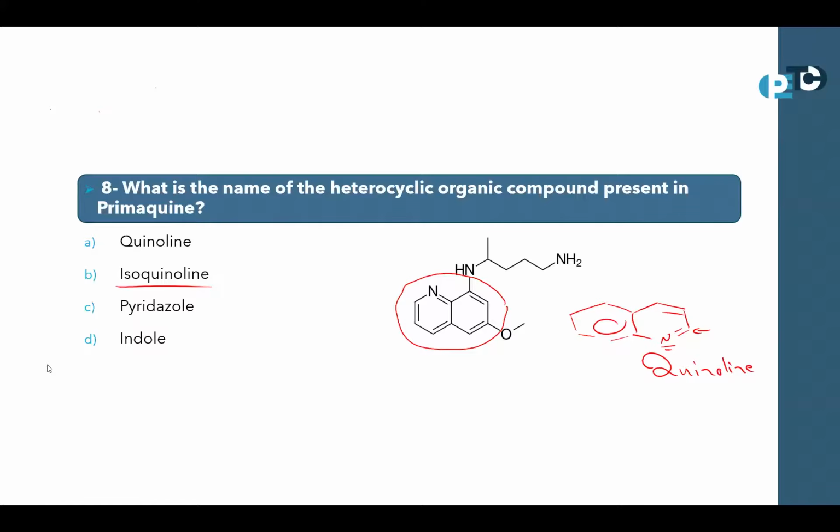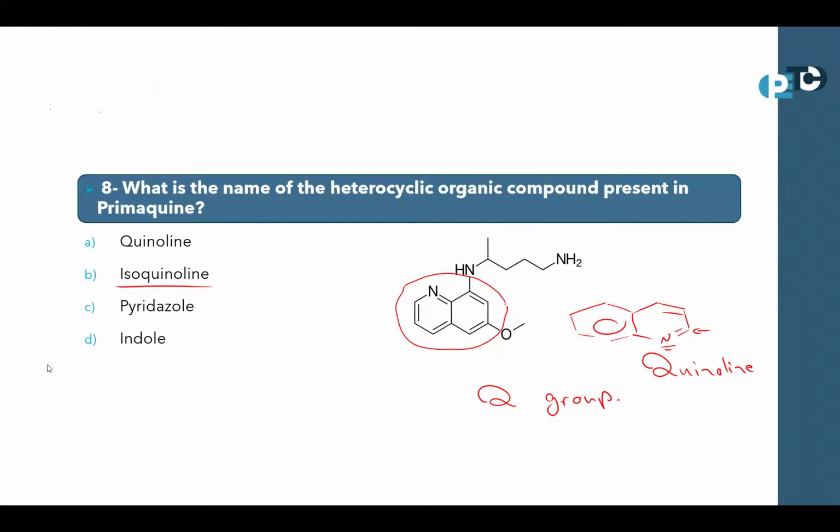Okay, it is found in several molecules or several drugs like quinine, quinidine, chloroquine, primaquine, plus the quinolone antibiotics, ciprofloxacin, levofloxacin, moxifloxacin, all of them containing this quinoline ring. I call it Q group.